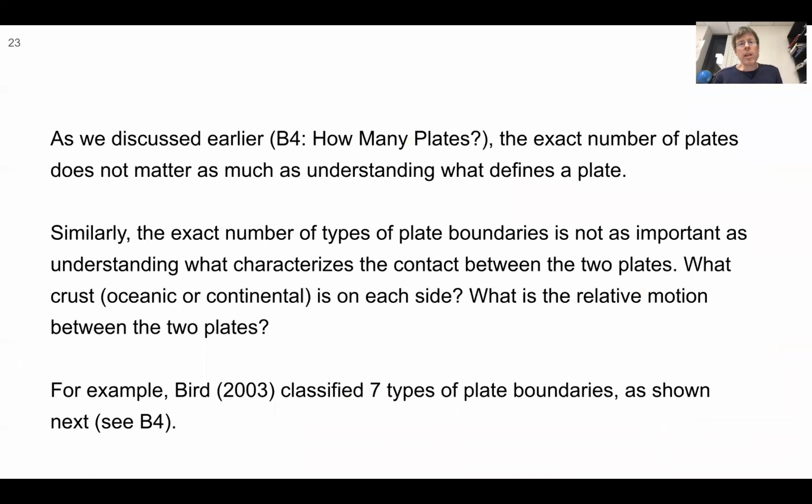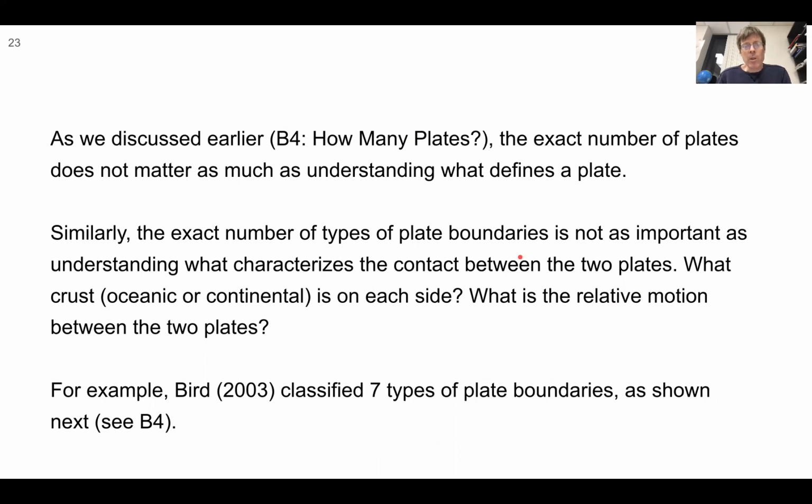So as we discussed earlier with how many plates, the exact number of plates does not matter as much as understanding what defines a plate. And similarly, the exact number of the types of plate boundaries is not as important as understanding what characterizes the contact between the two plates. So what is the crust, oceanic or continental, on each side? What is the relative motion between the two plates?